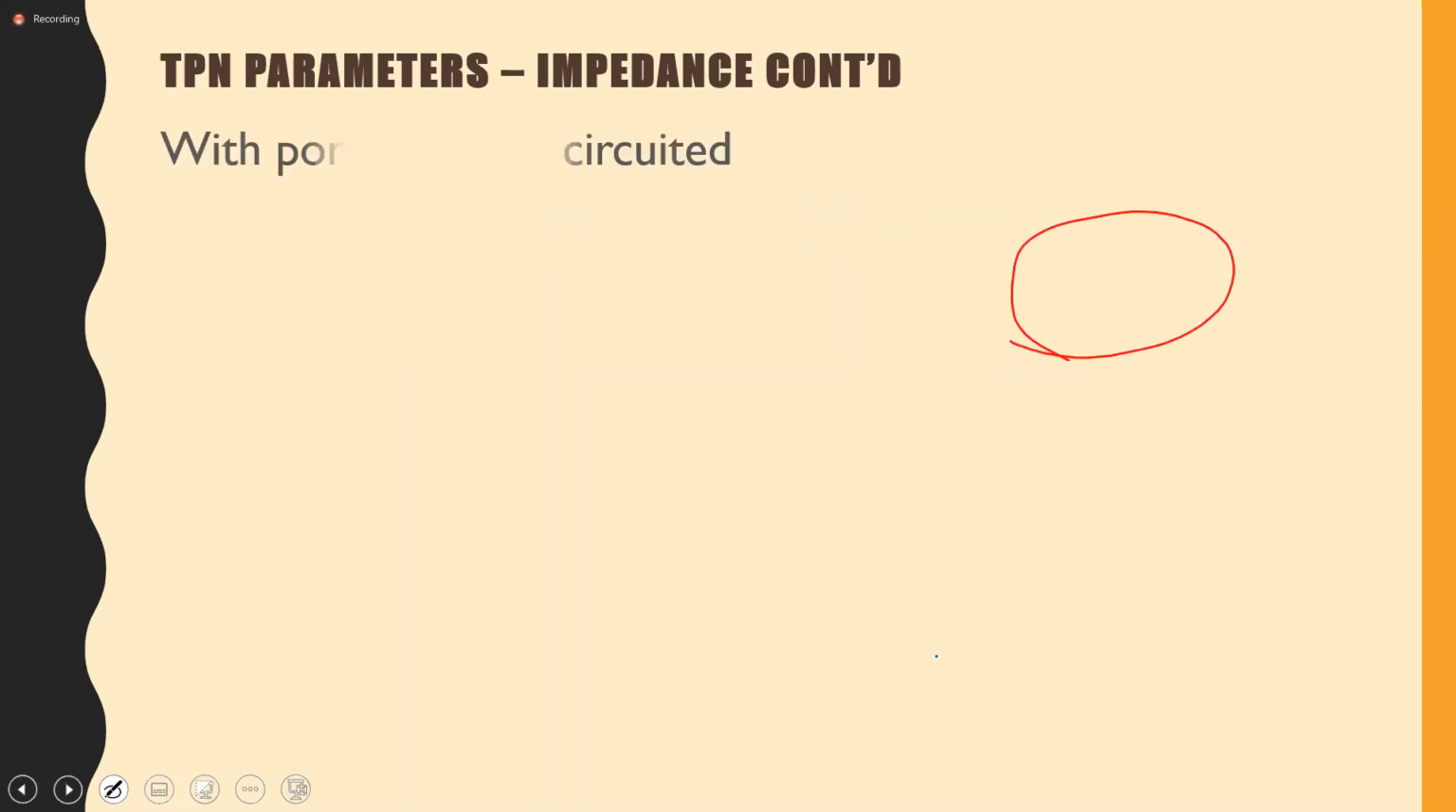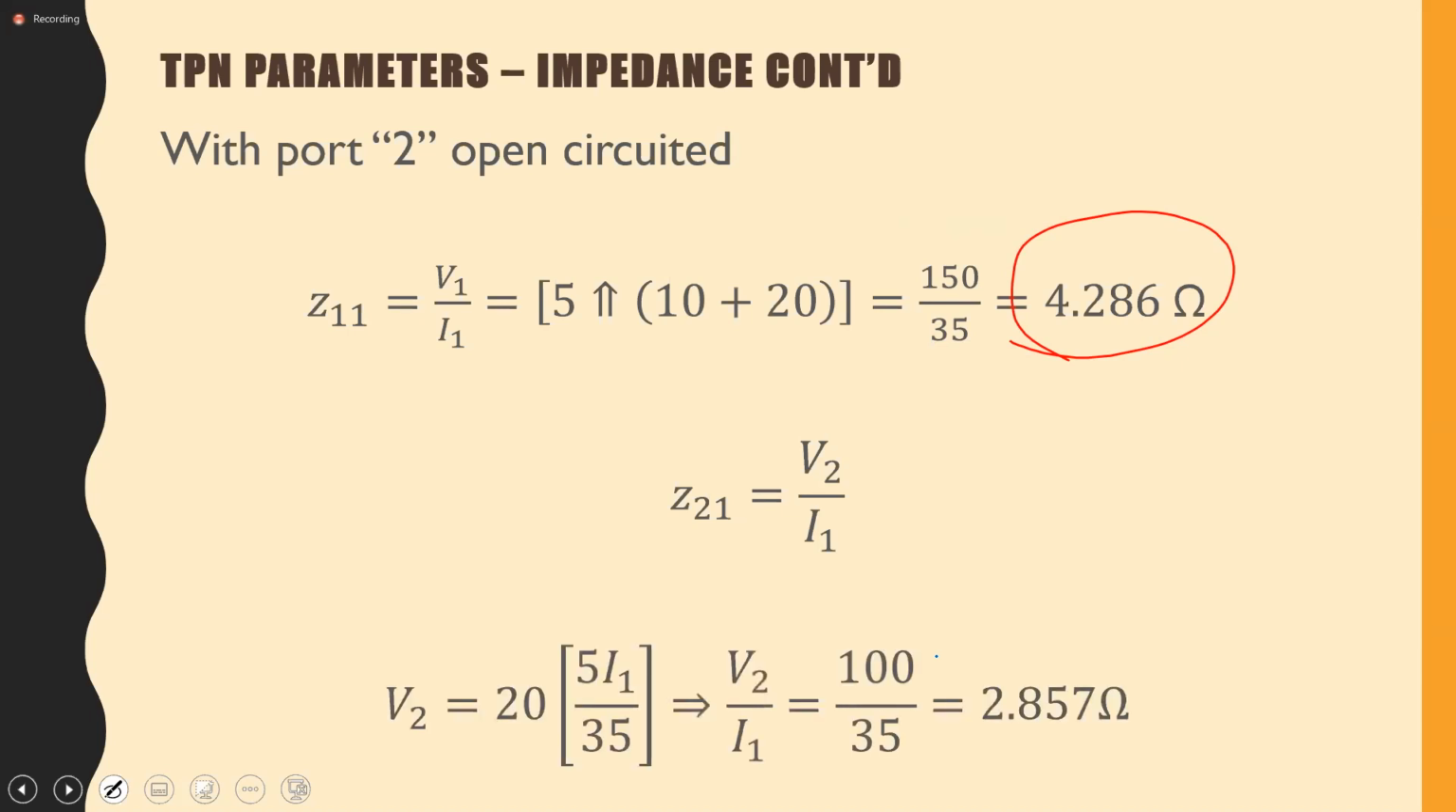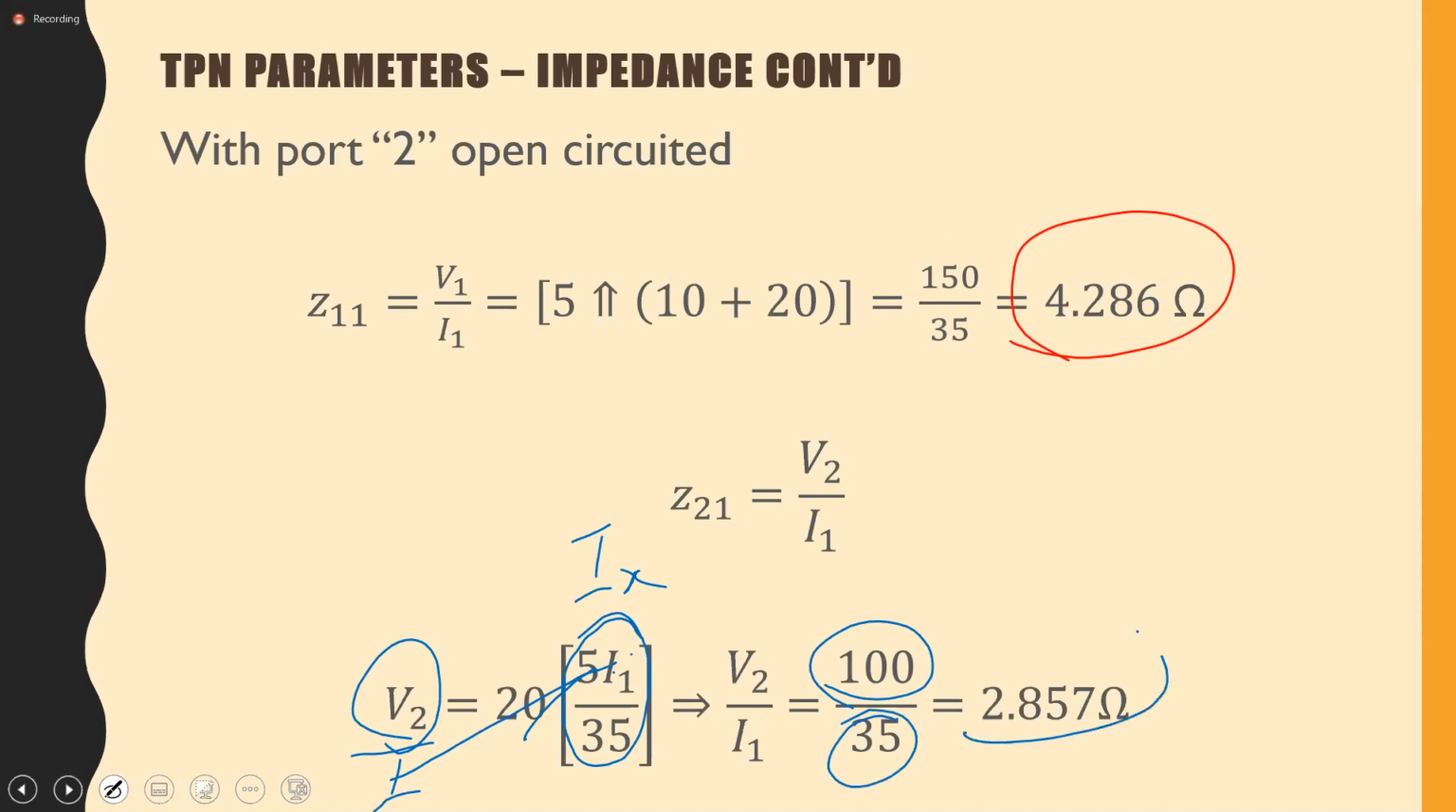So going back to what we were looking at. Z21 is V2 over I1. So the equation, what I just explained to you in terms of the circuit, this would be the current division. So this current would be flowing through the 20 ohm. This would be our Ix. And 20 Ix would give you V2. So V2, you just take down the I1. So we have 100 over 35. As I said, ignore that for the time.